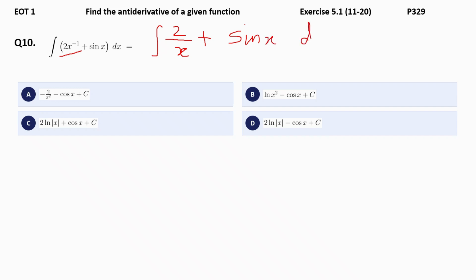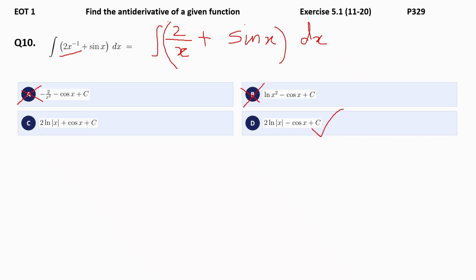dx. So what about 2 over x? 2 is a constant. 1 over x, that is dx over x, is nothing but ln absolute value of x. That leads to crossing out option A and option B. Now what about plus sin x? Integral value of sin x dx is negative cos x, which leads to option D as the right answer.